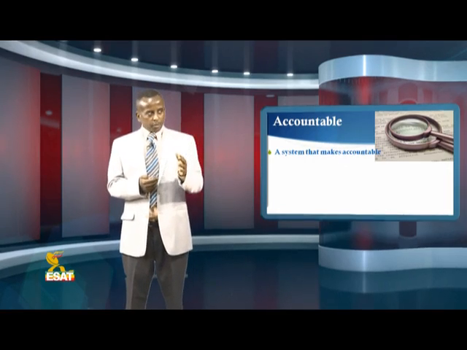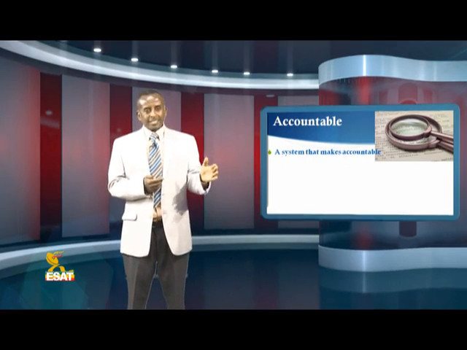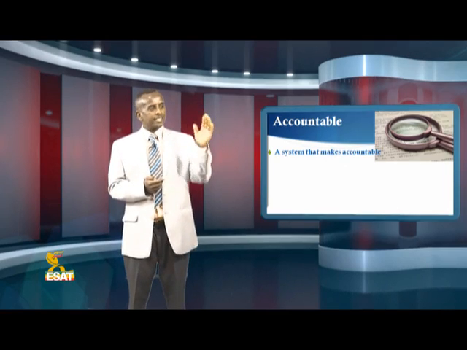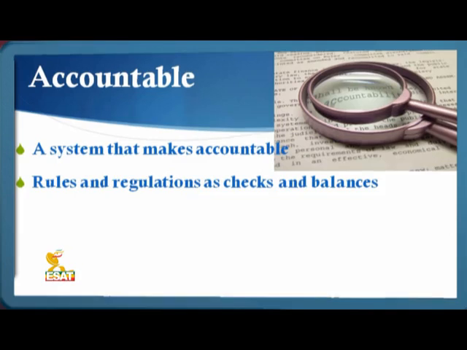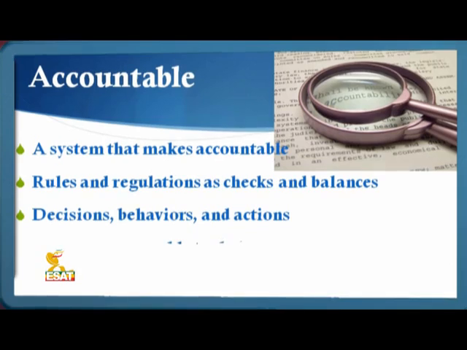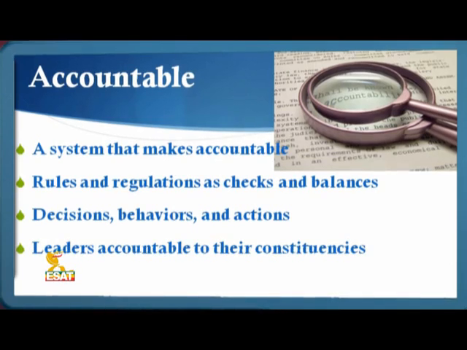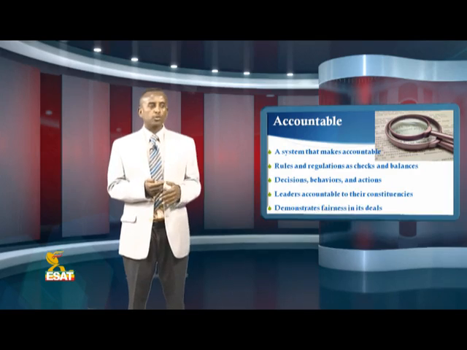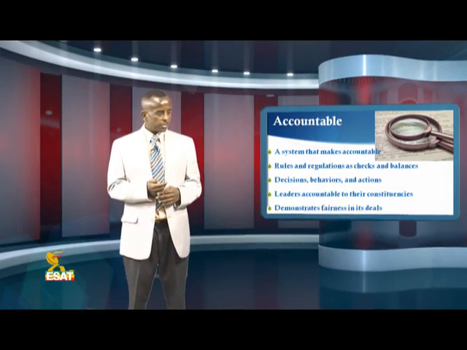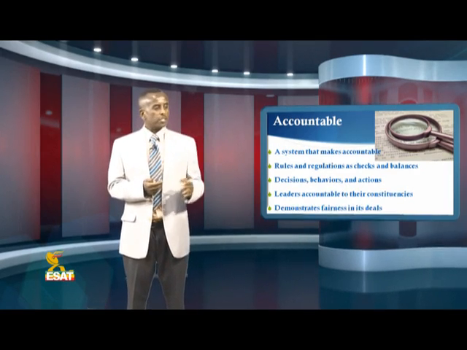A country or a government that practices good governance has a system that makes stakeholders accountable, with rules and regulations as checks and balances, and everybody is accountable for their decisions, behaviors, and actions. Leaders are also accountable to their constituencies, and this kind of system demonstrates fairness in its dealings.